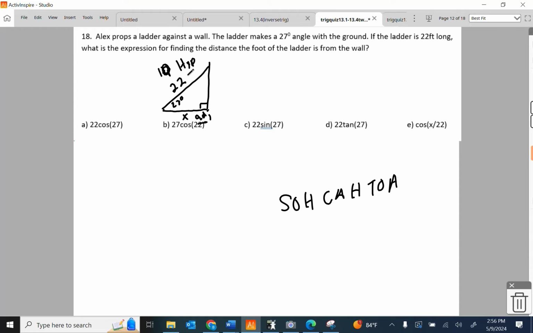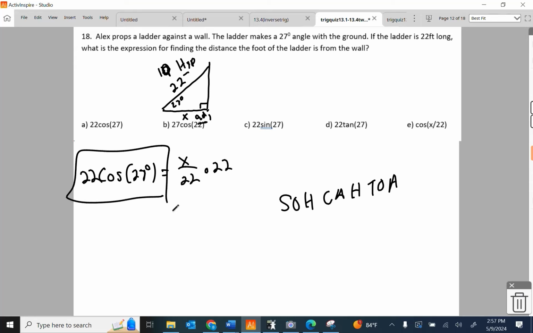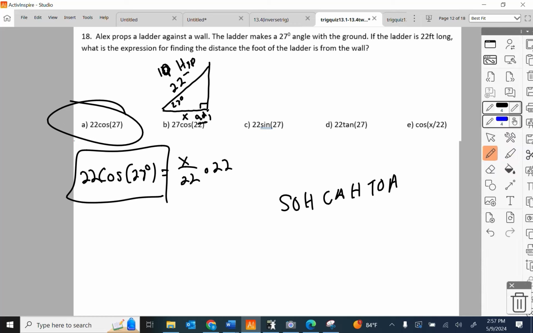But if I have the A and the H, then I have the cosine ratio. The cosine of 27 degrees must be x over 22. You know, that doesn't help me here, but I know that the opposite of division is multiplication, so I multiply by 22 on both sides, and that's what I'm looking for. 22 cosine of 27, choice A.